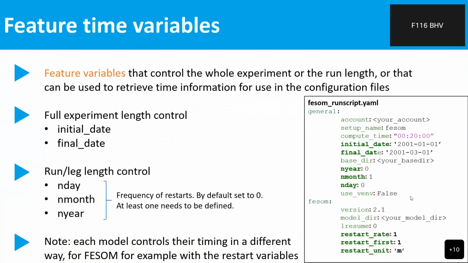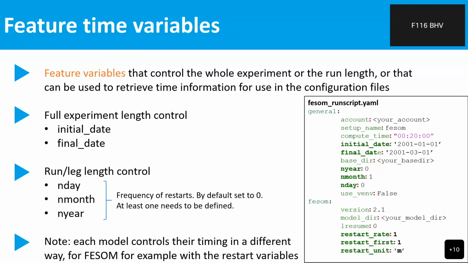Okay, so what are feature time variables? Feature time variables are variables that are understood by ESM Tools and trigger calendar operations, calendar functioning and calendar control. The most important ones are initial date and final date, and those stay in the general section of your experiment. They are defined in a date format.